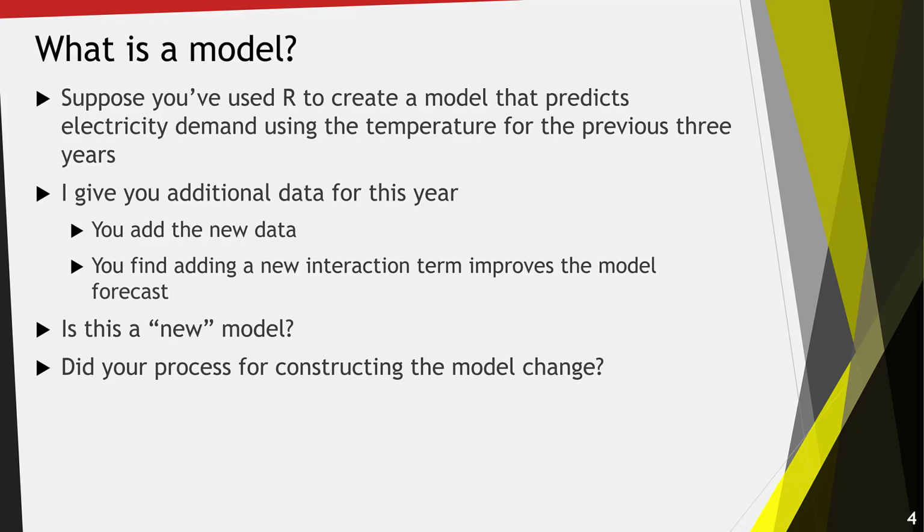Suppose instead, I'd given you that new year of additional data. You add that data, and going through your process, you realize that a new interaction term between some of your features improves the model forecasts. Is this a new model? And did your process for constructing the model change? Again, the predictions from this model are changing, so it's a new model. Depends on what your process was to start with. How did you determine that that new interaction term improved the model forecasts? And would you have made that same determination with the old data?